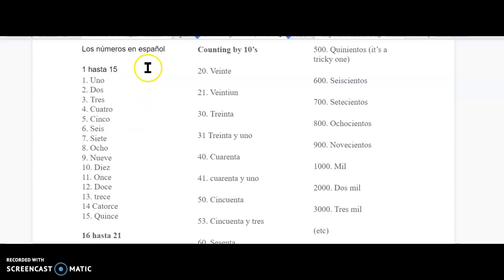Ya sabes probablemente los números desde 1 hasta 15 o al menos hasta 10. 1, 2, 3, 4, 5, 6, 7, 8, 9, 10. 11. Notice a lot of people want to read that as once, because it looks like the English word once, but you pronounce both syllables. 11, 12, 13, 14, 15.